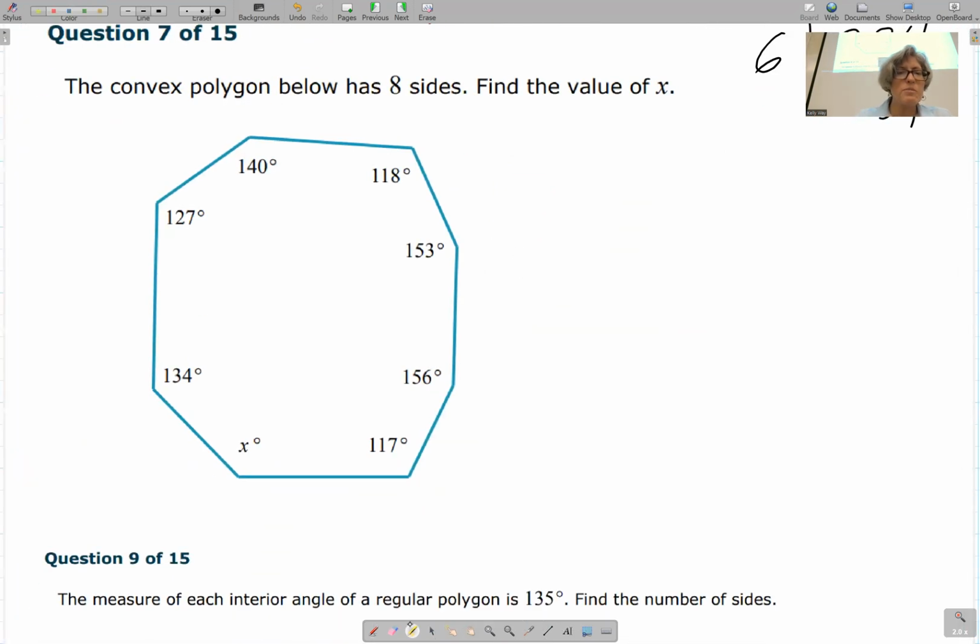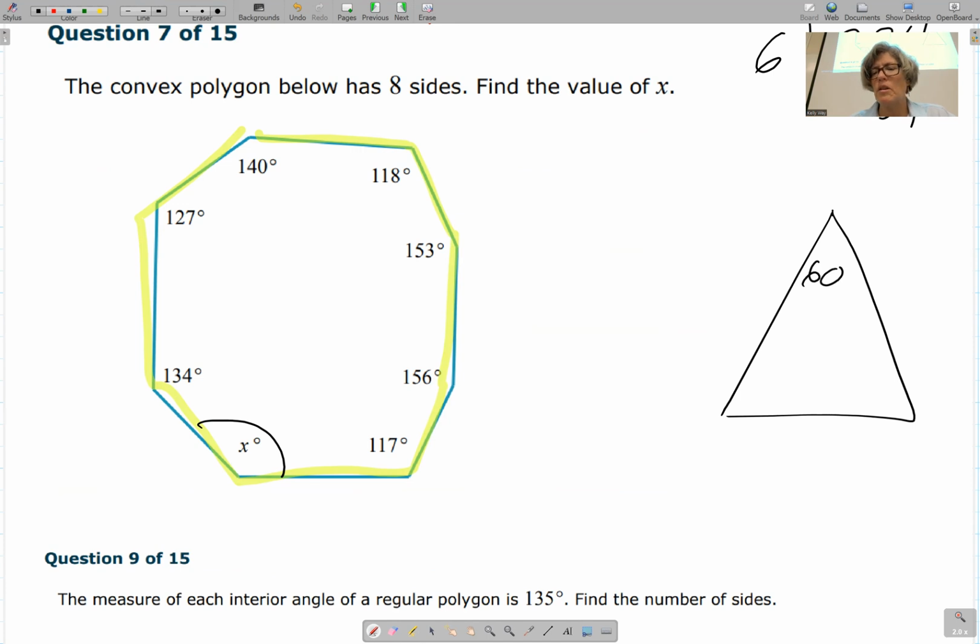This one says that we have a convex polygon with 8 sides: 1, 2, 3, 4, 5, 6, 7, 8. It wants you to find the measure of this last angle. Now, this was a triangle. It's very easy. So that's 60, 58, and x. You would solve with a triangle because triangles always sum to 180. We just add and take it away.